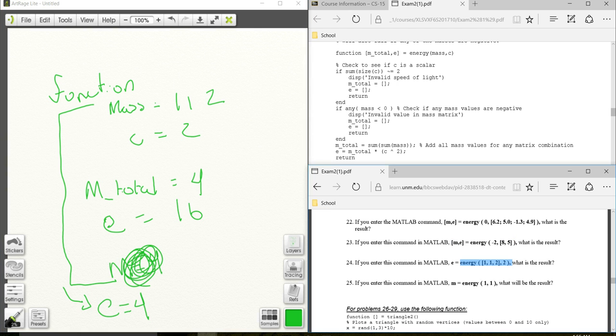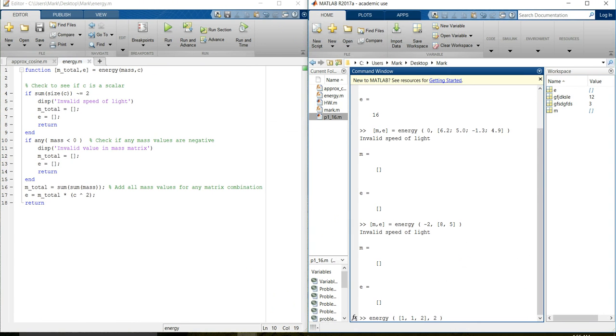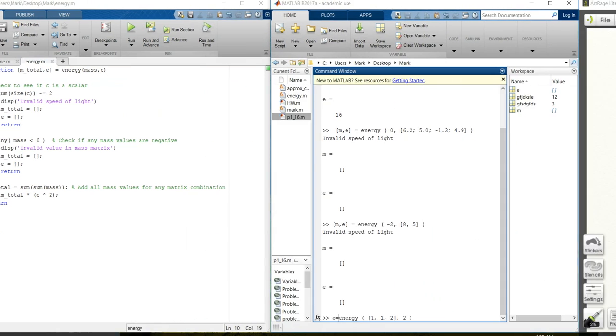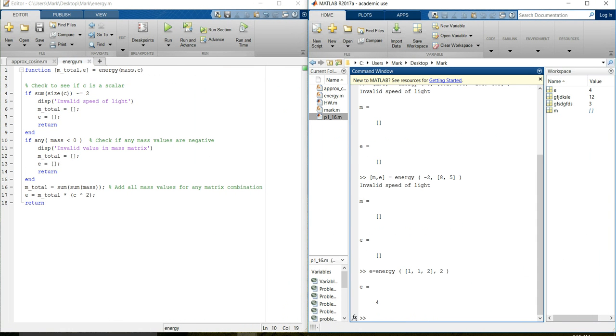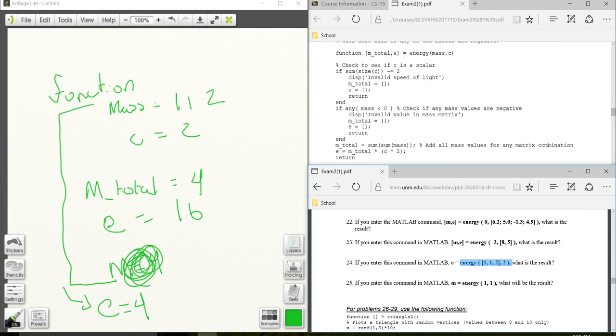Let's see what happens. Throw it over here. Say E equals E. E is equal to energy right here, and our prediction was E is equal to 4. E is equal to 4. Let's keep on going. We got one left.